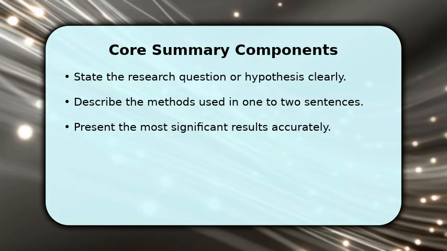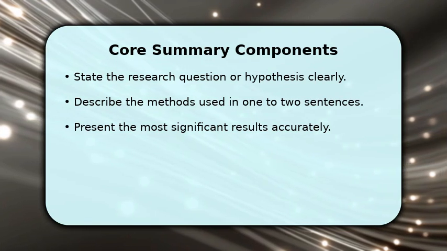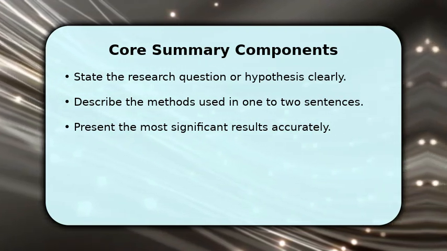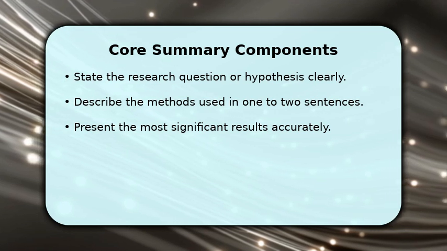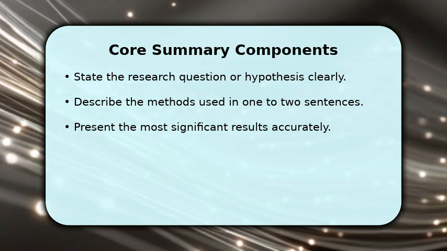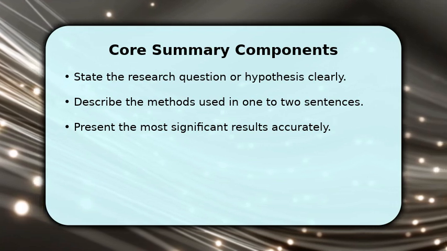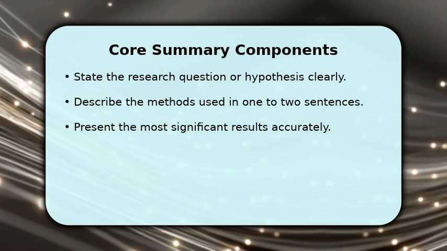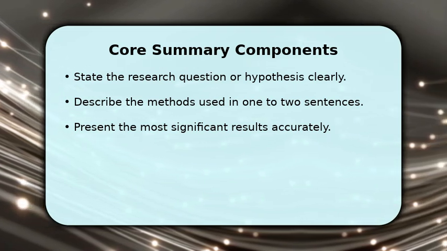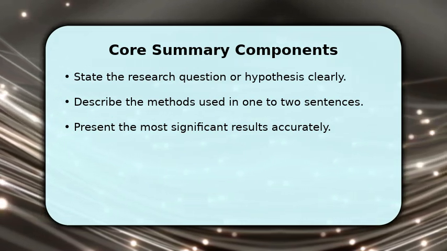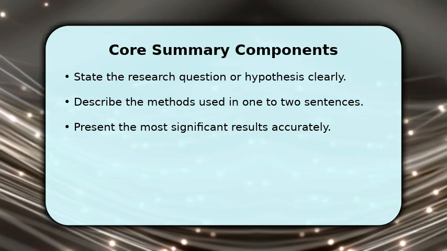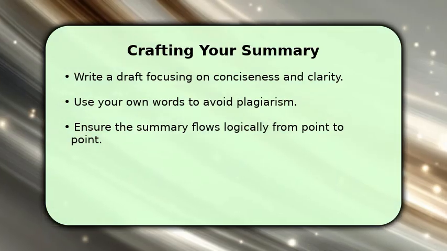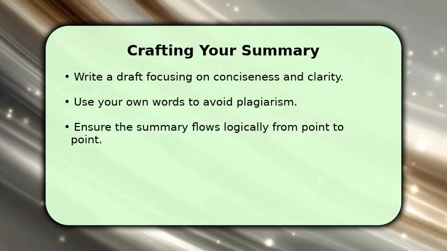A good summary captures the essence of the paper. Start by clearly stating the research question or hypothesis the authors aim to address. Then, briefly describe the methodology, perhaps in 1 or 2 sentences, focusing on the approach rather than intricate details. Finally, present the most significant results and their implications, ensuring you accurately reflect the author's conclusions without adding your own interpretations.